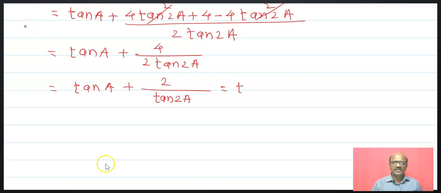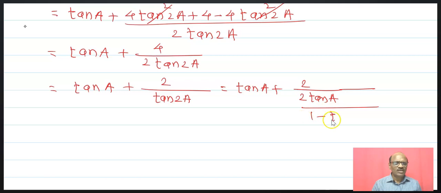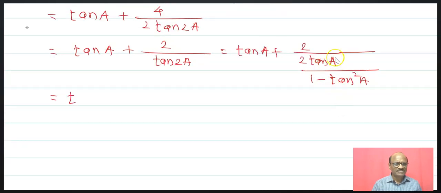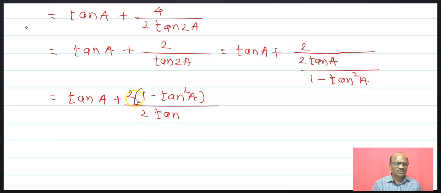Now we'll simplify here. That is again tan a plus 2 upon 2 tan a upon 1 minus tan square a. Now simplify, this becomes multiplied and reciprocal. That is tan a plus 1 minus, that is a 2 in bracket. This 2 will get cancelled again. That is a 2 in bracket 1 minus tan square upon 2 tan a. Again simplify this, tan a into tan a, that becomes tan square a.